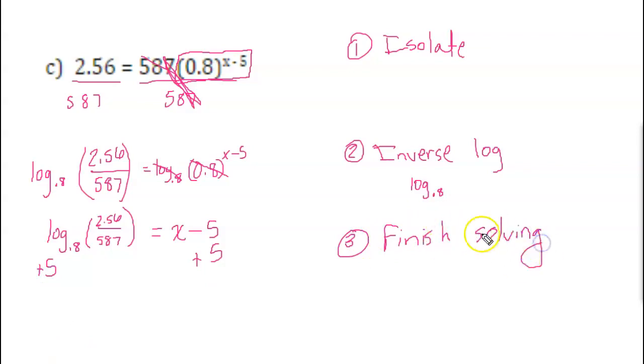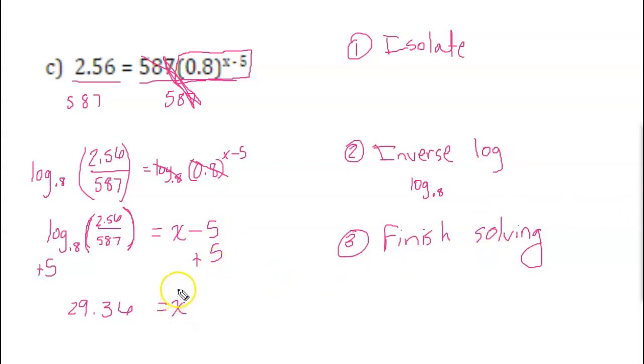And now I think I am ready to do that if I just add 5 to both sides. So now I should be able to just type into my calculator 5 plus log base 0.8 of 2.56 divided by 587, and I do make sure that this is all in parentheses for the log, and I get that x is equal to 29.36. So first we isolated, did the inverse log, and we finished solving whatever was left over. In this case, we had to add 5.